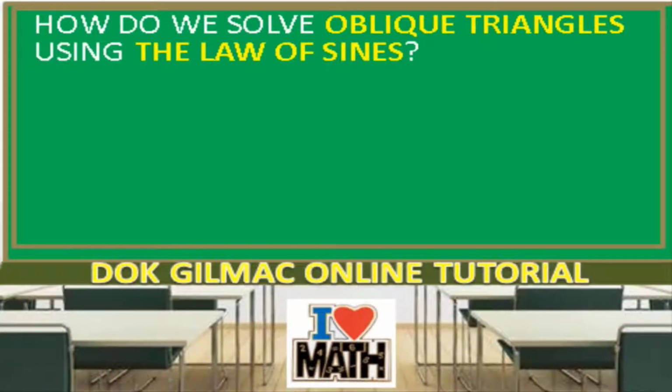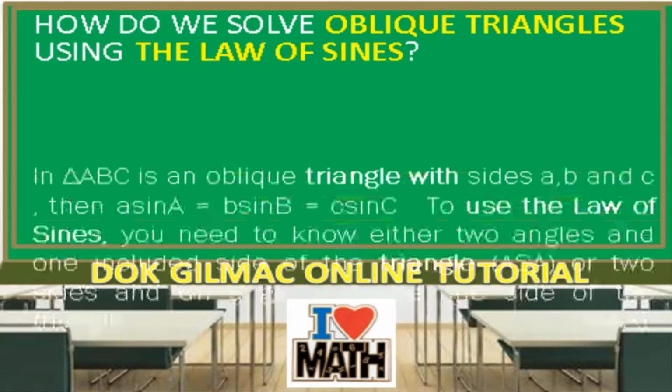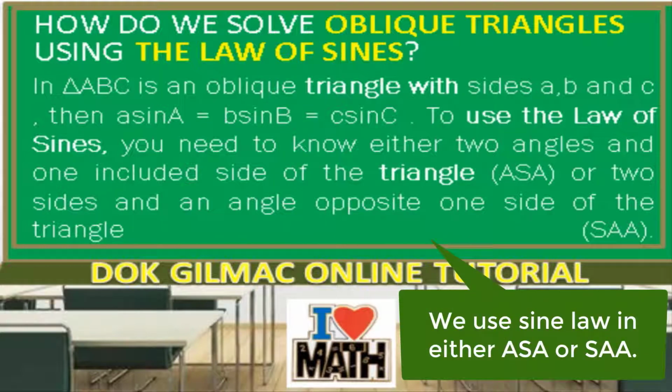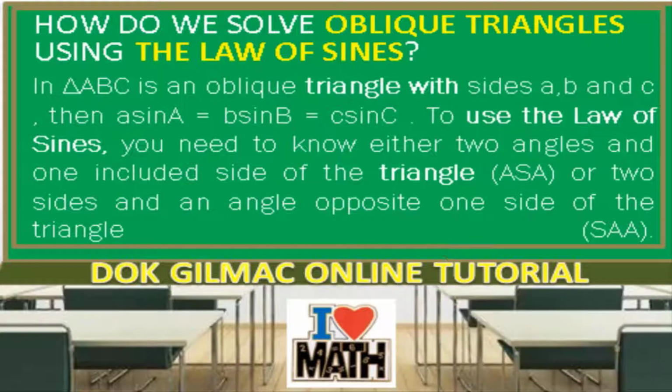How do we solve oblique triangles using the law of sines? If triangle ABC is an oblique triangle with sides a, b, and c, then we can say that a over sine A is equal to b over sine B, which is also equal to c over sine C. To use the law of sines, you need to know either two angles and one included side of the triangle, or ASA, or two sides and an angle opposite one side of the triangle, AAS or SAA.